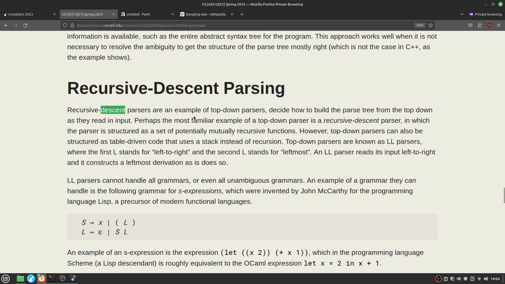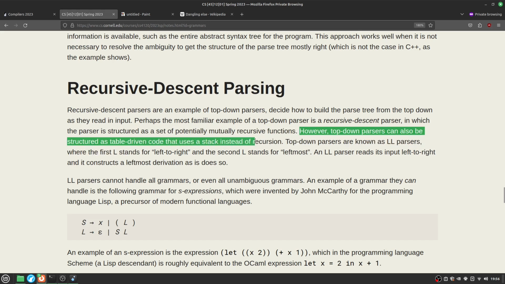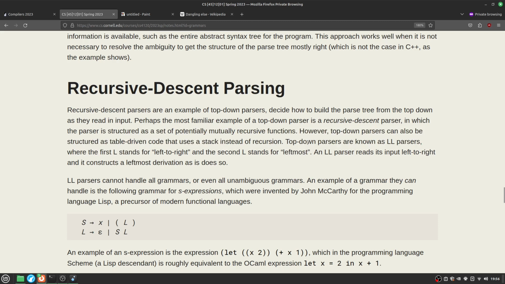Recursive descent parsing. What is that? Recursive descent parsers are an example of top-down parsers. They decide how to build the parse tree from the top down as they read in input. Perhaps the most familiar example of a top-down parser is a recursive descent parser, in which the parser is structured as a set of potentially mutually recursive functions. However, top-down parsers can also be structured as table-driven code that uses a stack instead of recursion.